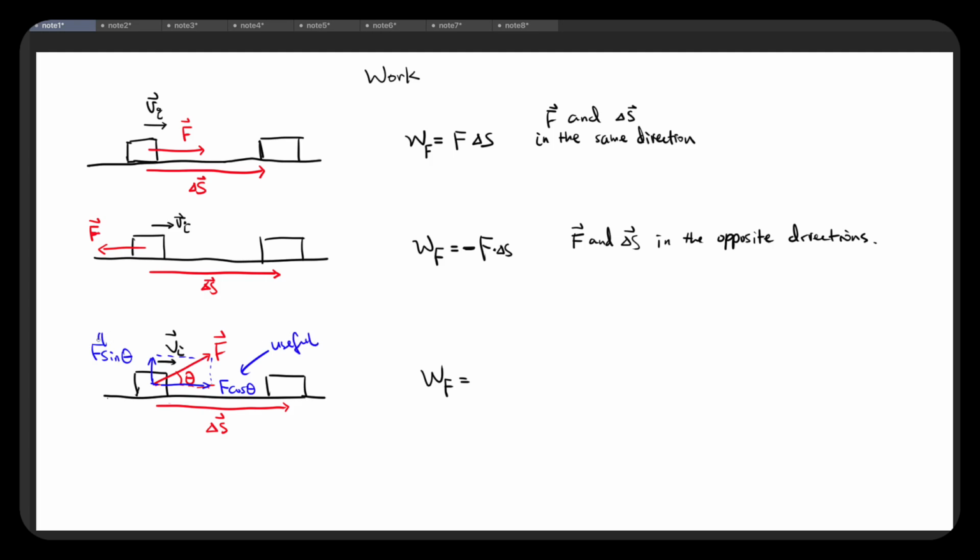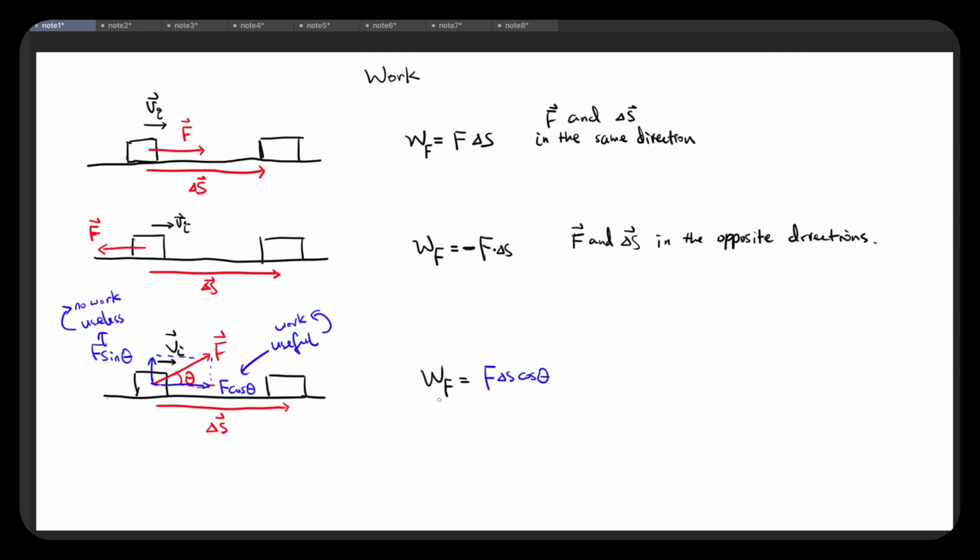So we say this component is useful and the other component is useless. Useful means that it does work, and useless means that there's no work done by this component of the force. So I'm going to use this cosine theta. That's F delta S cosine theta to represent the work done by F in this situation.